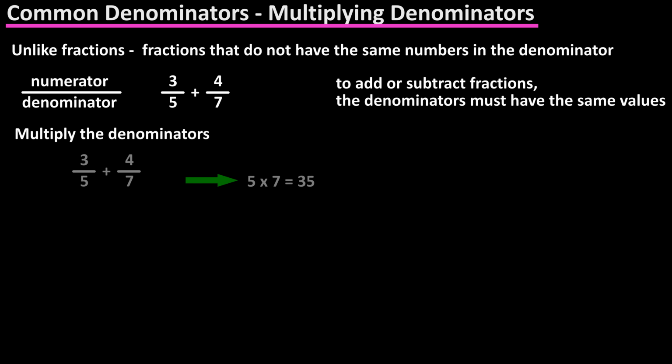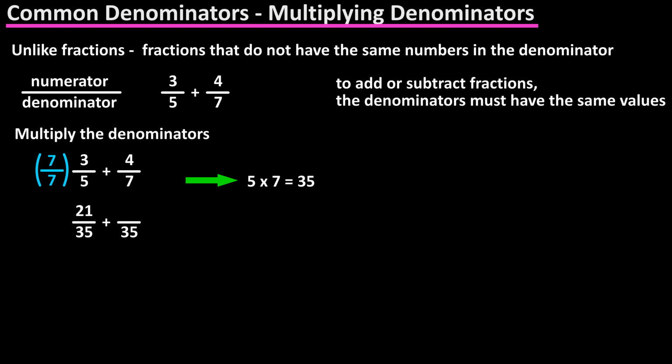So, in our example, we would multiply 5 times 7, which is 35, which we know is evenly divisible by both of the denominators. We can write the conversions below. 35 in the denominator for both fractions. We had to multiply the bottom part, the denominator in the first fraction, by 7 to get 35. So we must do the same for the top part of the fraction, the numerator. And 3 times 7 equals 21.